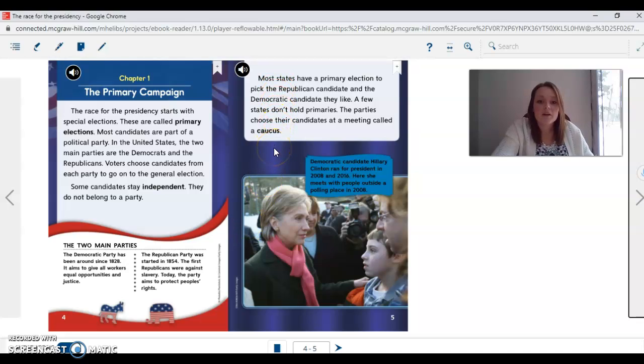Most states have a primary election to pick the Republican candidate and Democratic candidate they like. A few states don't hold primaries. The parties choose their candidates at a meeting called a caucus. Democratic candidate Hillary Clinton ran for president in 2008 and 2016. Here she is meeting with people outside of a polling place in 2008.